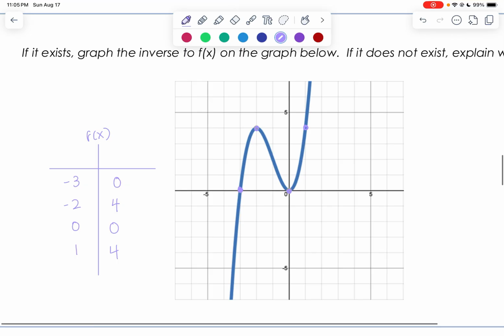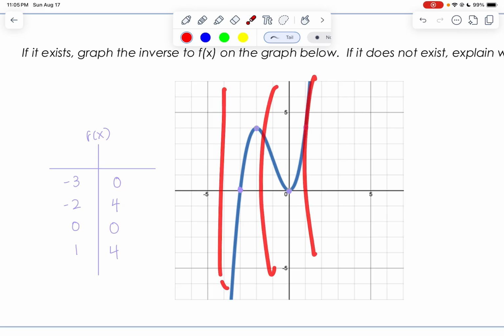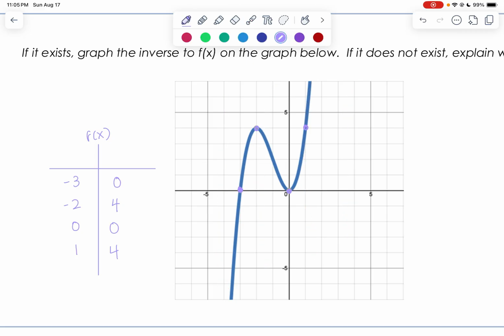Now, f of x is a function. If I go through and list all of these out, every input is going to have one and only one output. This would pass the vertical line test. So keep that in mind. F of x is a function.